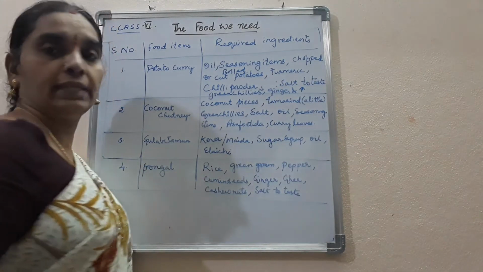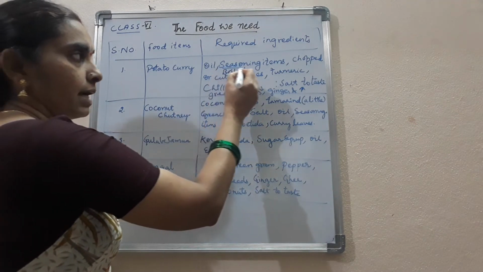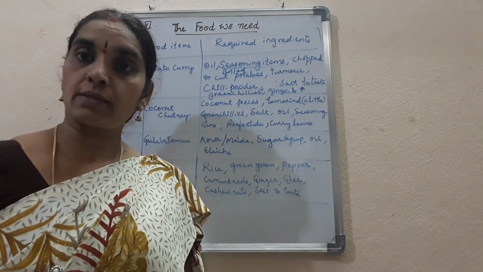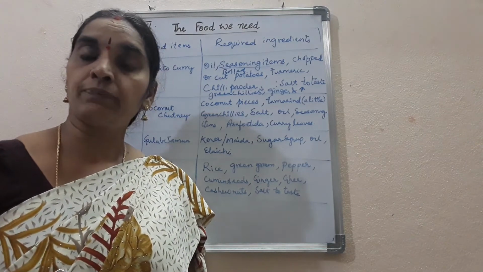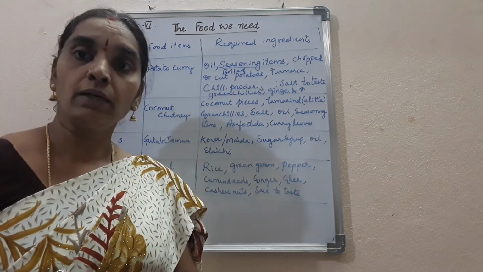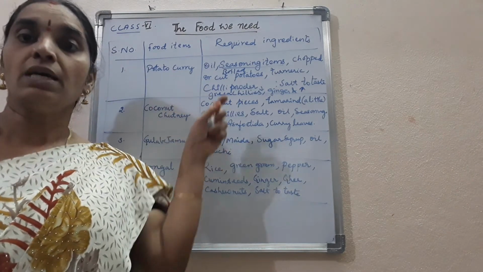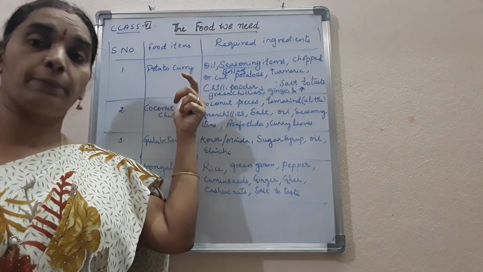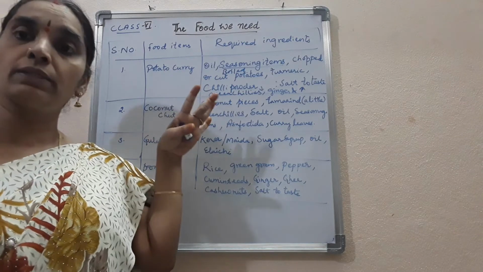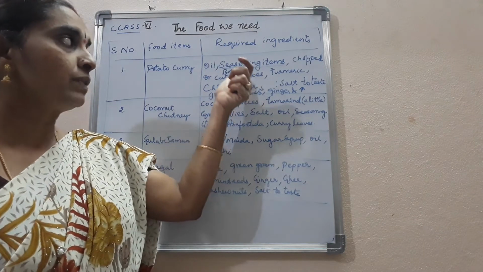And next, coconut chutney. See here, children, seasoning items. What are seasoning items? Seasoning items include mustard seeds, cumin seeds, Bengal gram and black gram, along with red chilies. These are seasoning items that are used along with oil. In general, for the preparation of hot items, curries and the different food items that we use for lunch and dinner, not sweet items, we first add seasoning items.